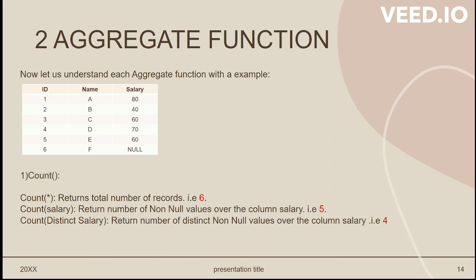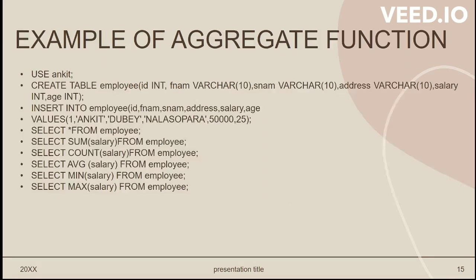Count returns the total number of records. We can see there are 6 records. Next, count salary returns the number of non-null values over the column salary. The number of non-null values is 5. Next, count distinct salary returns the number of distinct non-null values over the column salary. We can see the result is 4. These are examples of aggregate functions.